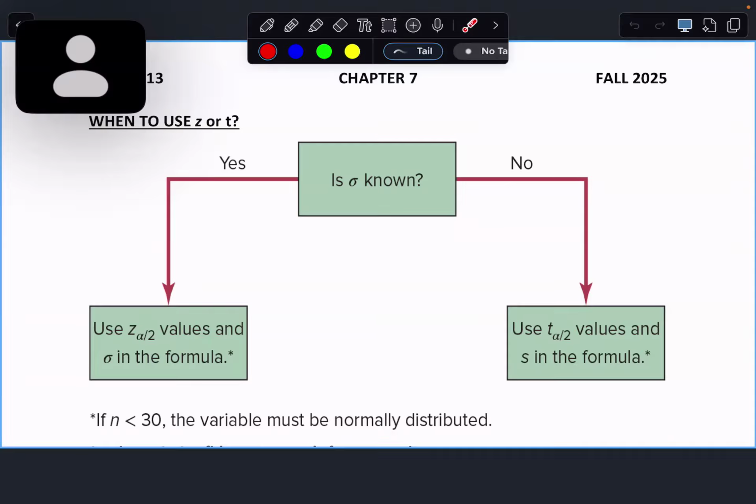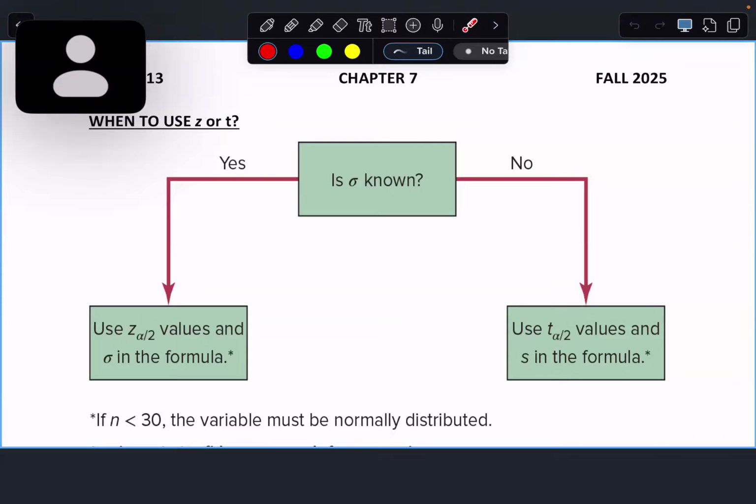And we looked at how to construct a confidence interval for the population mean. Now, what we are about to do is to construct the confidence interval for the population proportion. So in this class, we only worry about two estimates: population mean and population proportion.